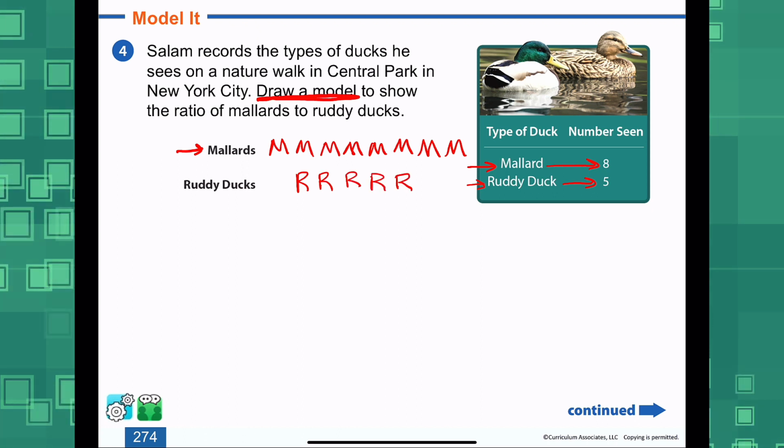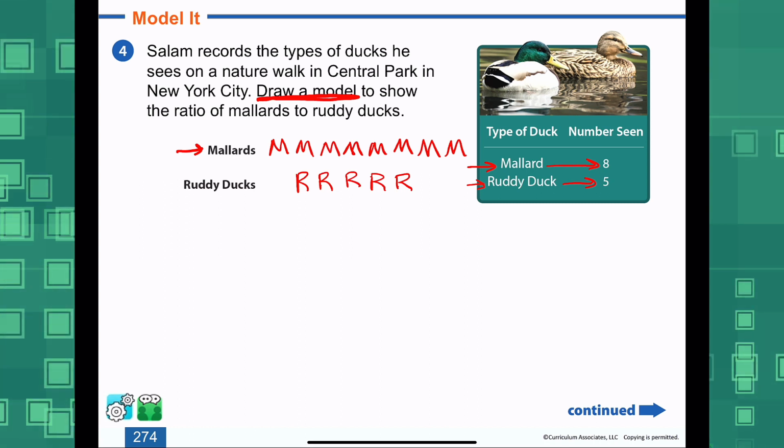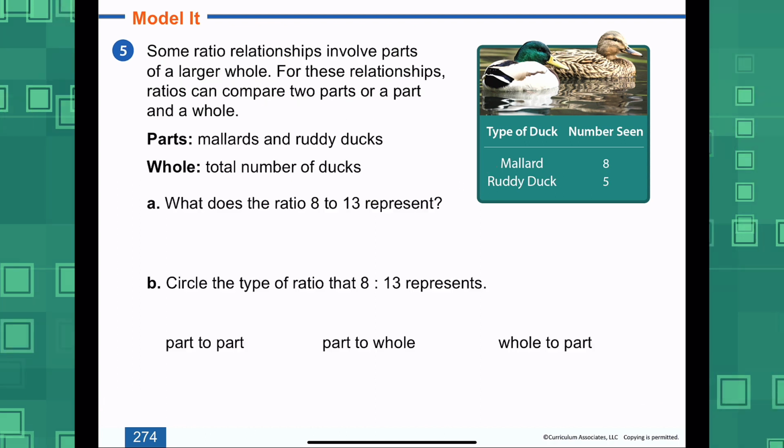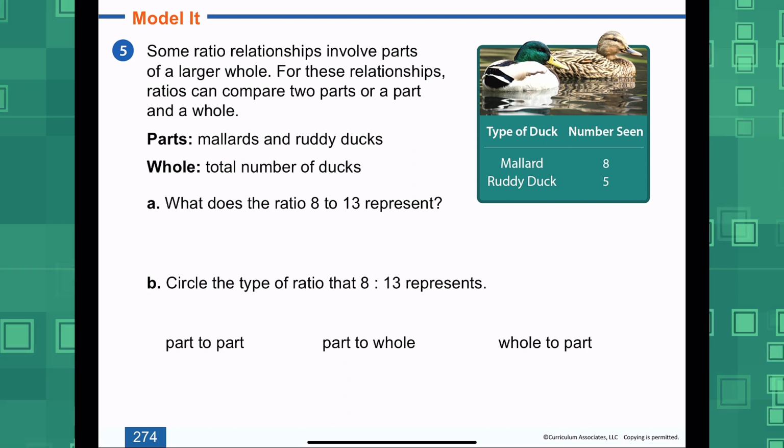Again, you can use squares or circles or stars to represent these as well. But now we have an 8 to 5 ratio, or a 5 to 8 ratio, depending on what we're talking about. Moving on with the same example, let's just read it.